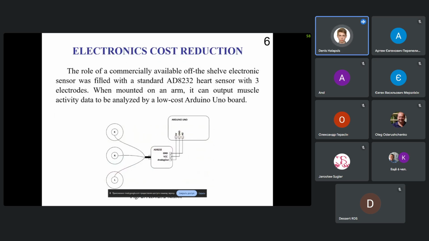Electronics cost reduction. In order to reduce the cost of electronic components, a standard off-the-shelf AD8232 heart sensor was used, fitted with 3 electrodes. When mounted on an arm, it can output muscle activity data to be analyzed by a low-cost Arduino Uno board. Here is a schematic visualization of this connection.